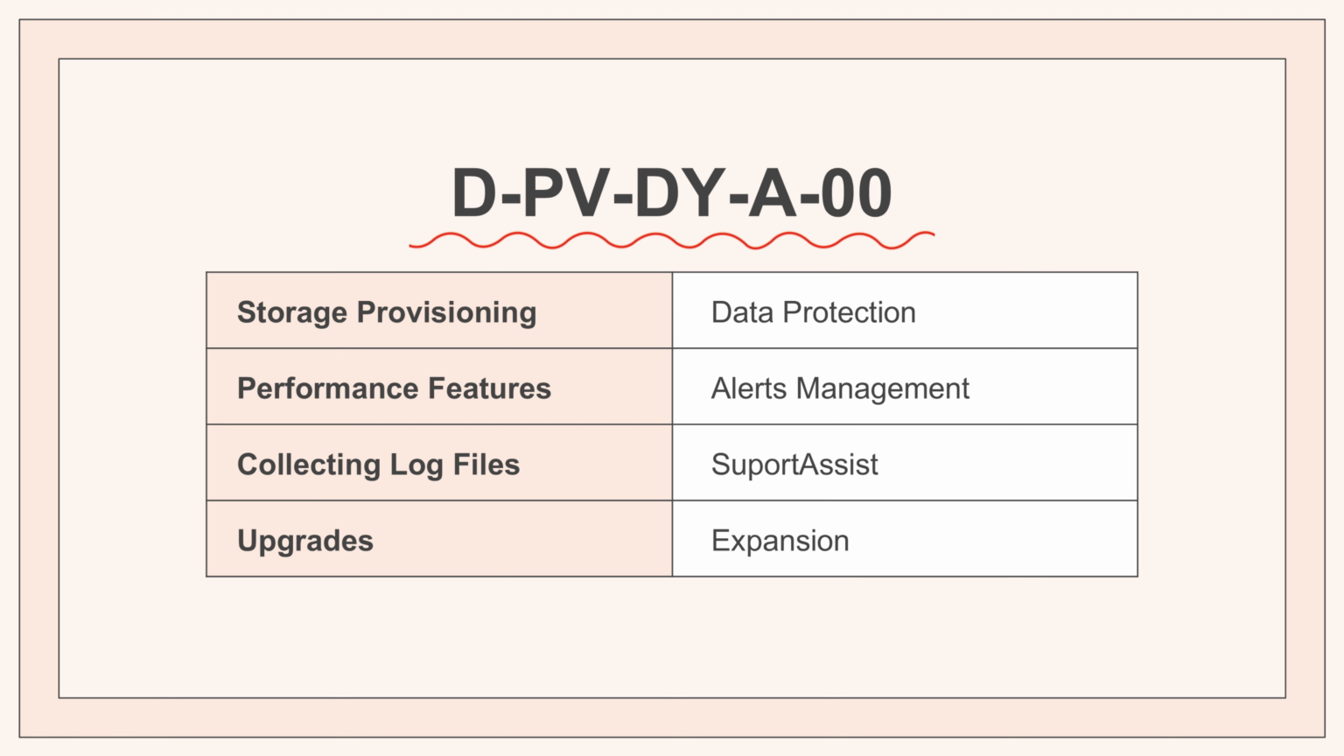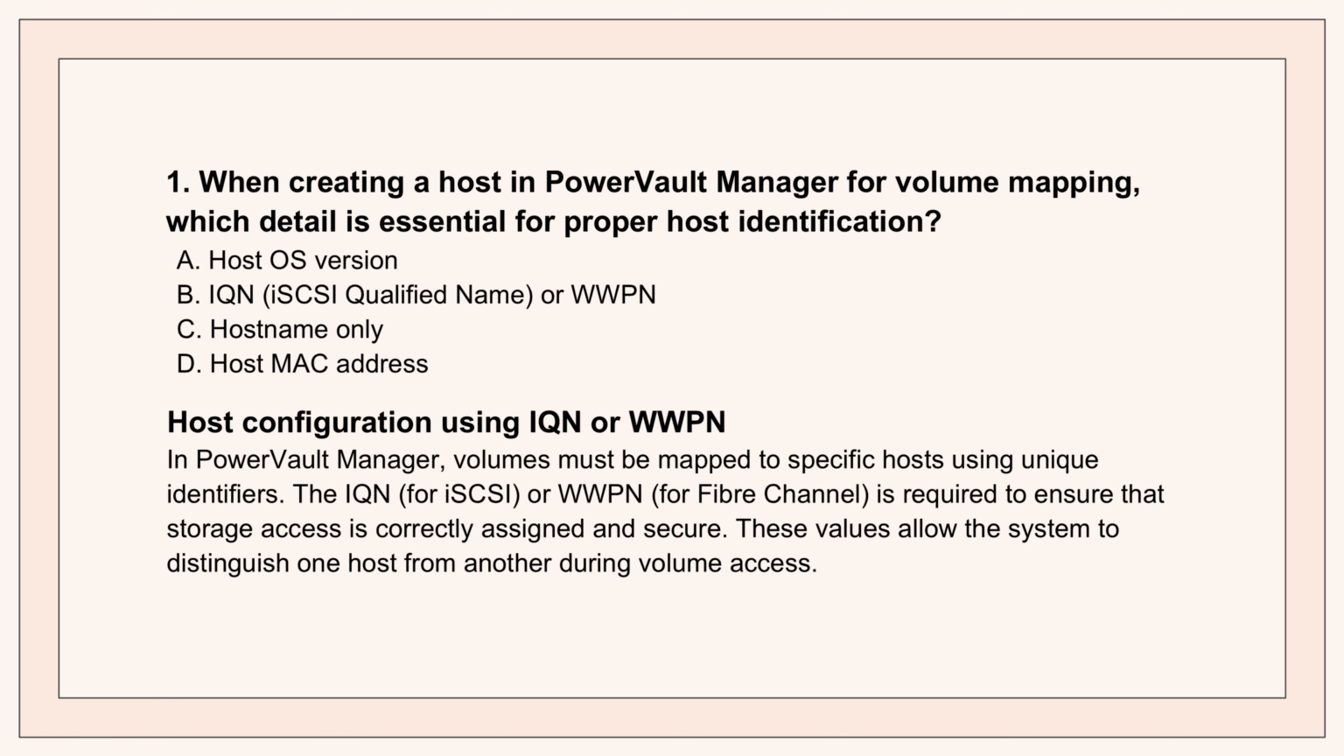Okay, let's unpack this, starting right at the beginning. So you've got a new PowerVault ME5. You're setting it up, trying to get it talking to your servers. The first hurdle. Yeah. That first critical step is identifying your hosts in PowerVault Manager so you can map volumes. What's the essential bit of info you absolutely need for that host?